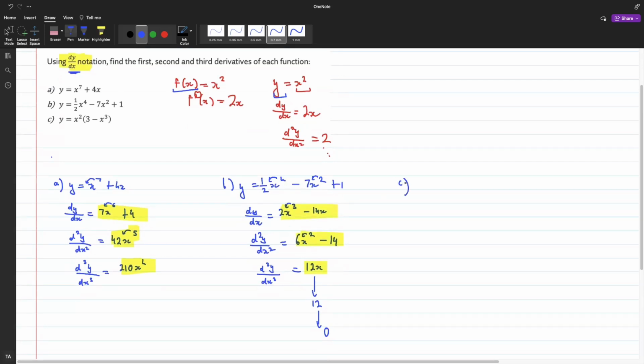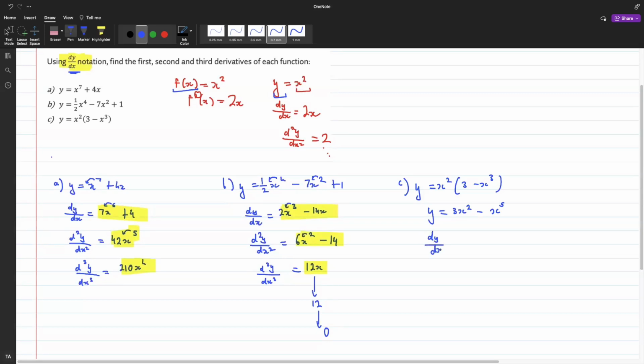Okay, and then part C, y is equal to x squared in brackets 3 minus x cubed. So again, we've got a multiplication here to do first. We're going to expand that out. So 3x squared, and x squared times x cubed, it becomes x to the power 5. And just to clarify, this is still y. We haven't derived yet. So now we can start deriving.